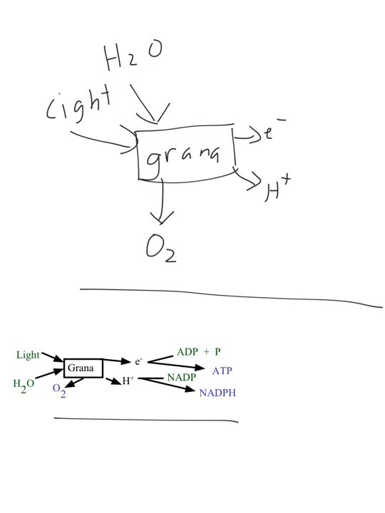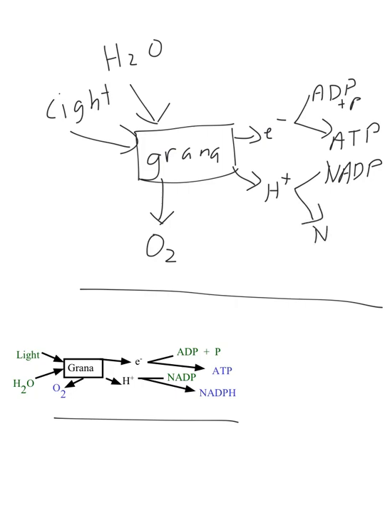Well, those electrons are going to be used to help convert ADP and a free phosphate into ATP. Again, we're going to use this ATP energy later. We're also going to need the hydrogen later if we want to make a glucose molecule. So we're going to need someone to carry it. NADP comes and picks up the hydrogen, and now we have NADPH.